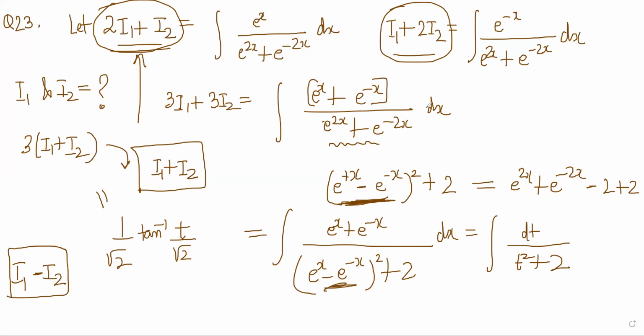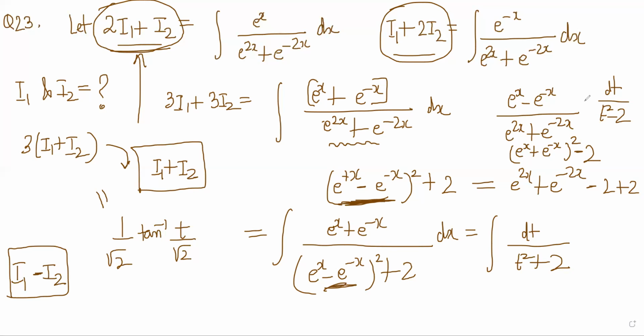And I1 minus I2 can also be easily integrated because you'll get e power x minus e power minus x by e power 2x plus e power minus 2x. And this time you'll take e power x plus e power minus x whole square minus 2. And it will become dt by t square minus 2, which is also a standard integral. It is 1 by 2a ln of x minus a by x plus a, right? So the idea for this question basically is adding and subtracting the original data, and you end up getting integrals which are easier to solve than the original integral, right? So you should try and finish that question off now.